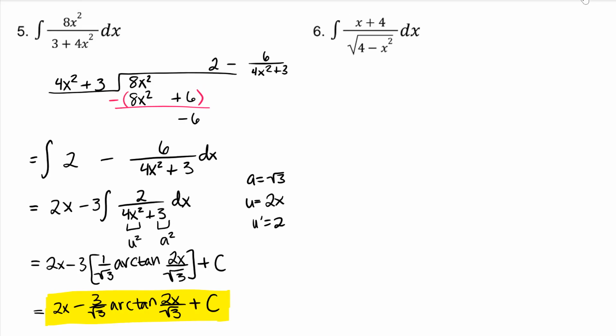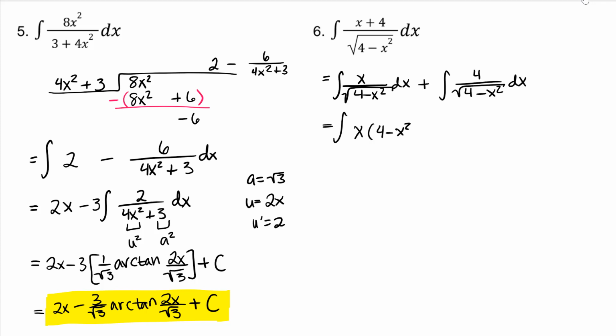For number 6, I don't have u prime over u. The closest this looks like is maybe arcsine, but arcsine doesn't have multiple things in the numerator. So what I can do is separate this into 2 fractions. I can use reverse chain rule for the first integral, and the second integral will require arcsine.